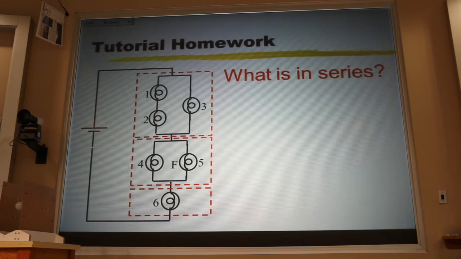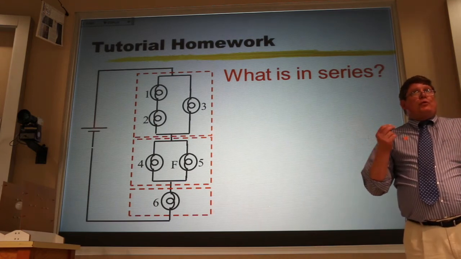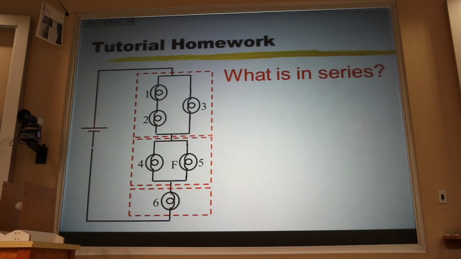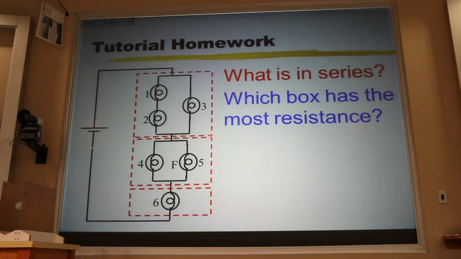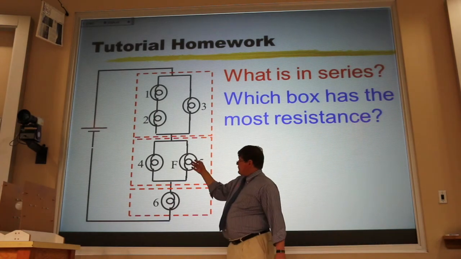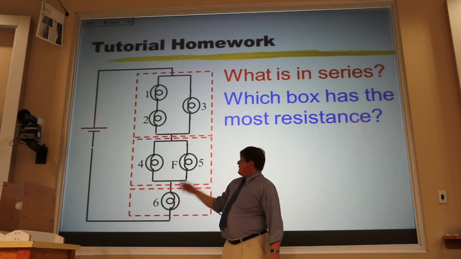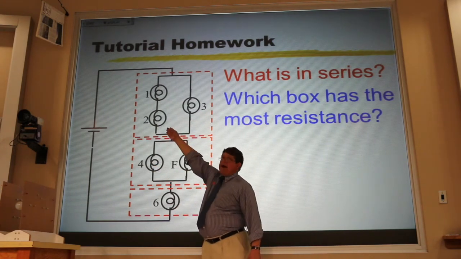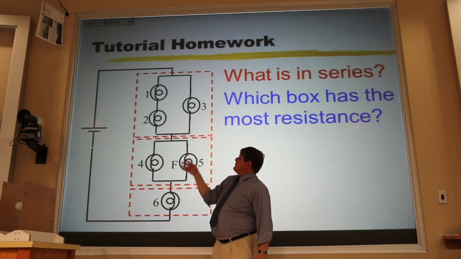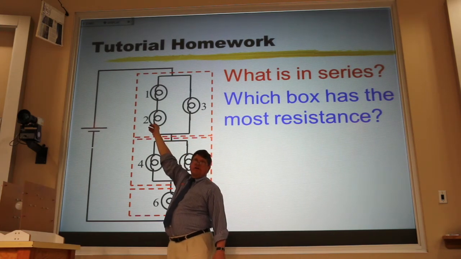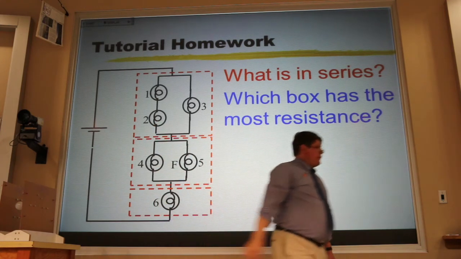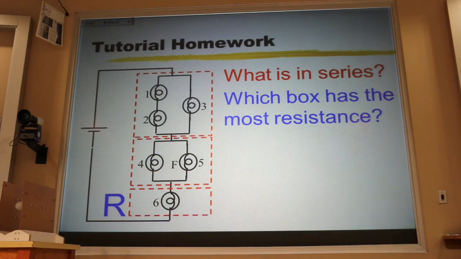Now, at this point, I have to worry about which of those boxes is harder to get through. Which box has the greatest resistance? Well, this box is the same as that box except for an extra path. This box is the same as that box except for an extra path. And this box is the same as that box except for an extra clutter on an existing path. So what I've got here is a Papa Bear, Mama Bear, Baby Bear situation. Okay?